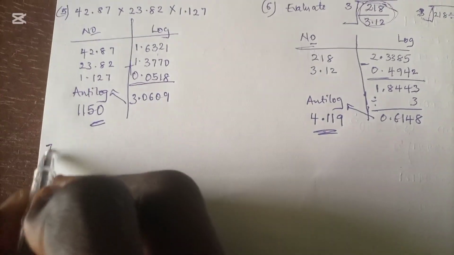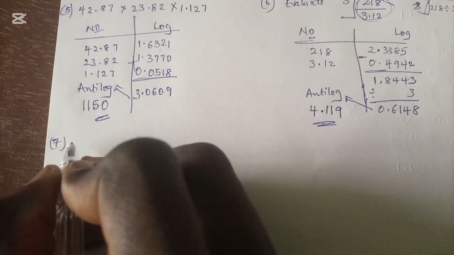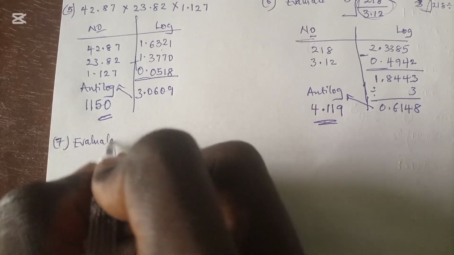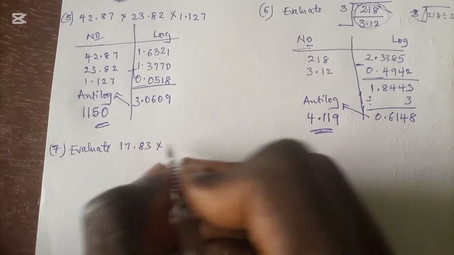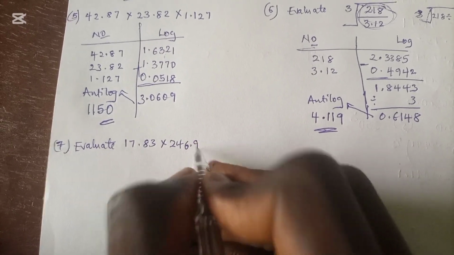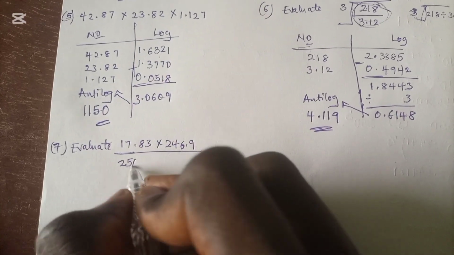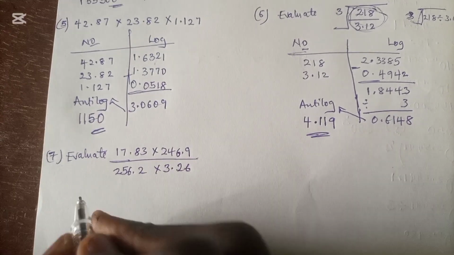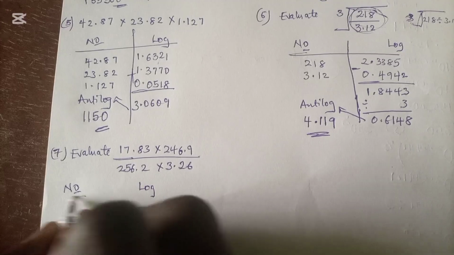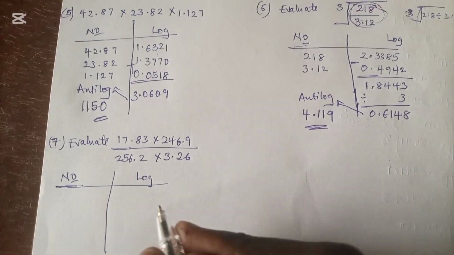I'm moving on to number 7. Getting tougher. Evaluate 17.83 times 246.9 all over 256.2 times 3.26. So just the same thing. Now I advise you don't be afraid when you see big questions. Just solve it one after the other.